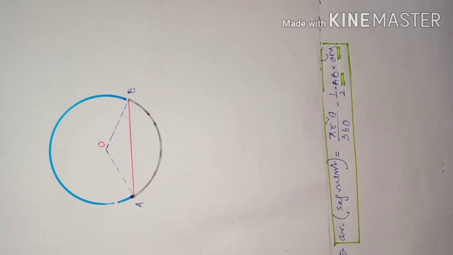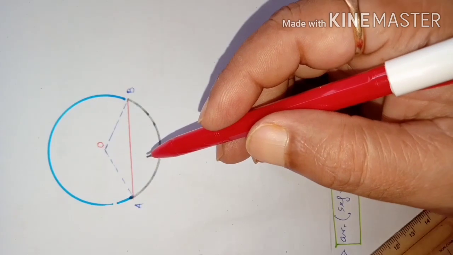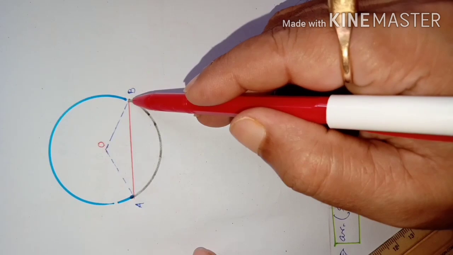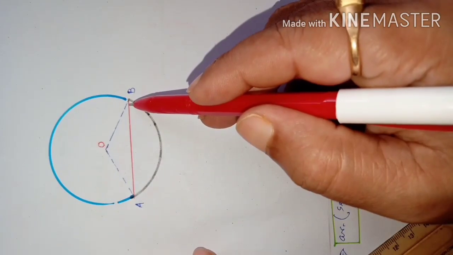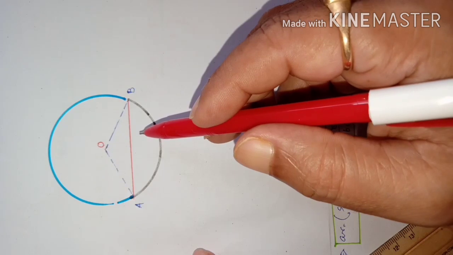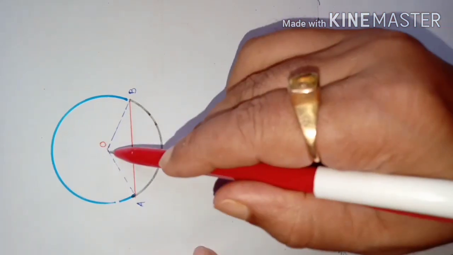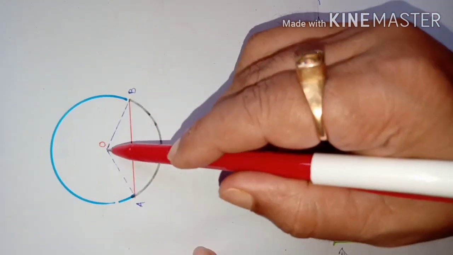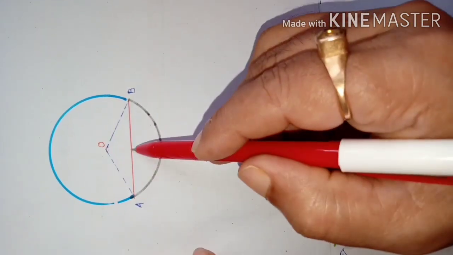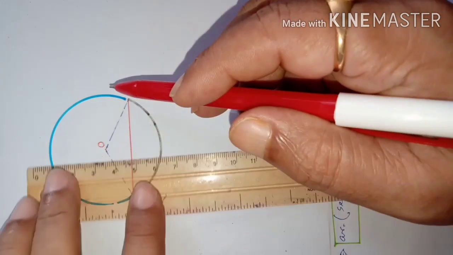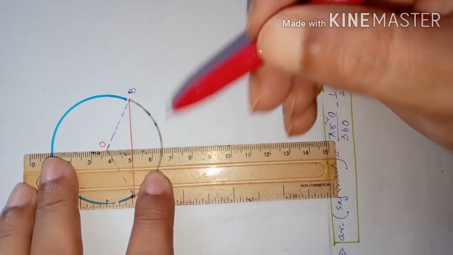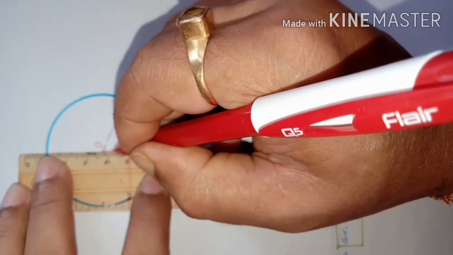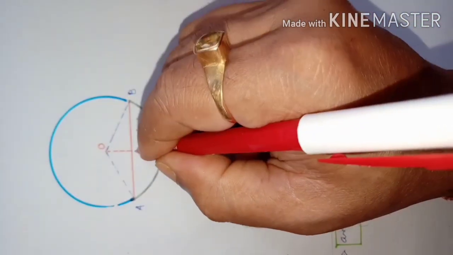Look at the diagram, dear students. OA is radius, OB is also radius, and AB is a chord. In class 9, we have come across one theorem. Perpendicular drawn from the center of a circle to a chord bisects the chord. If we draw a perpendicular from the center of a circle to a chord, then it will bisect the chord. That means M becomes the midpoint of the chord.